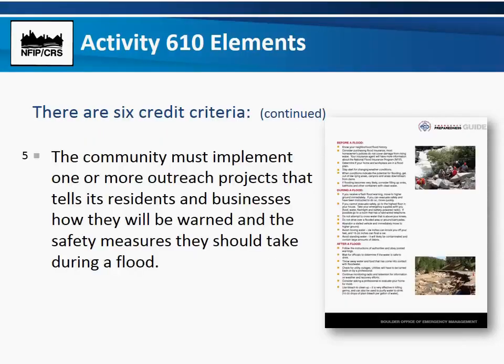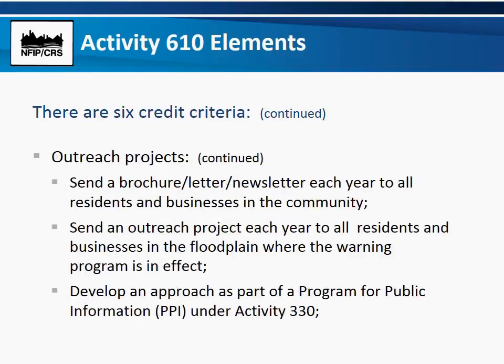This community must implement the outreach projects. This will be covered by your ISO CRS representative. They'll actually evaluate this aspect of the credit criteria for compliance with the overall activity. Outreach could be brochures, letters, newsletters. It could be part of your PPI or your Program for Public Information. That comes under Activity 330.